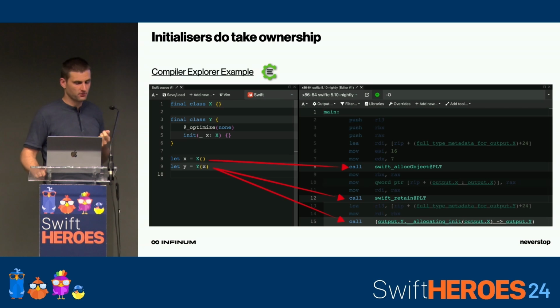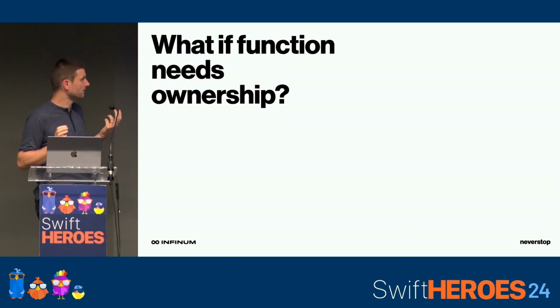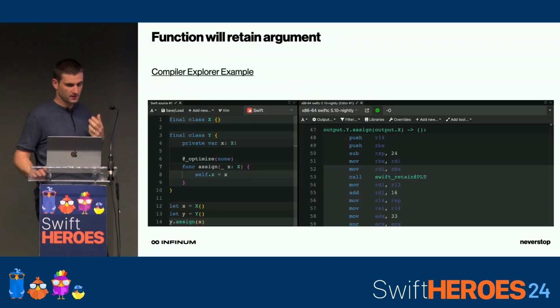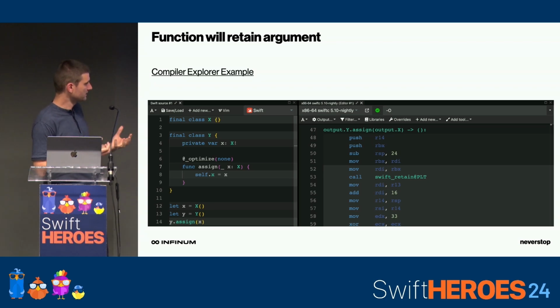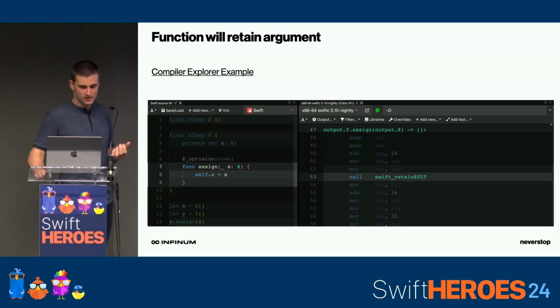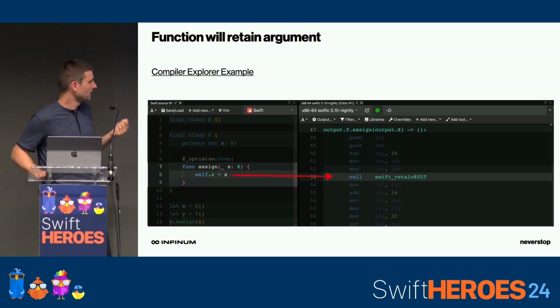Now you might ask yourself, what if a function needs ownership? What do we do then? Well, let's look at the example. What we have here is a function on the left-hand side that accepts parameter x and assigns it to this instance variable of this class y. So this function, in order to keep this instance variable, needs ownership. And what you can see in the generated code is that the function itself will, in this case, retain this argument.